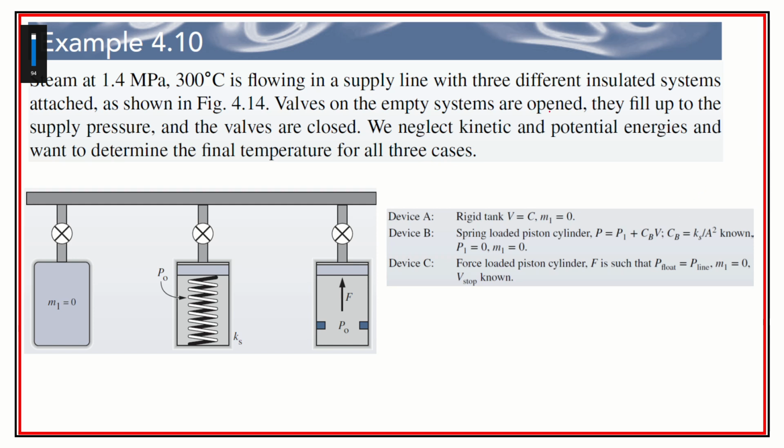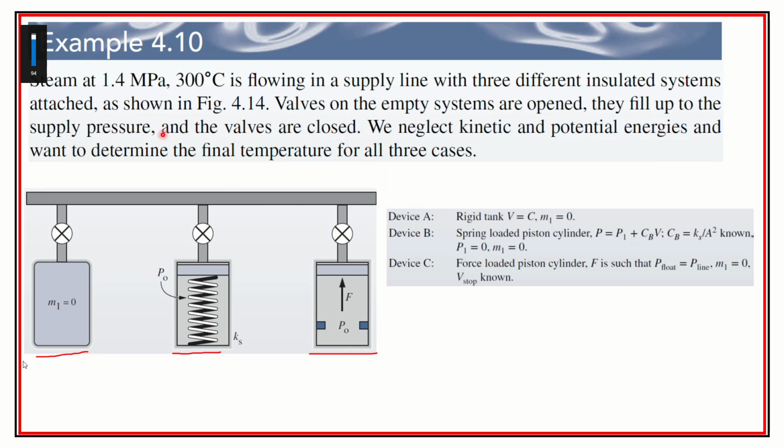insulated things, right? So these little vessels that are going on here. This one, this one, this one, and this one. And I'm going to go to the laser pointer. And the valves on the empty systems are opened. So these are all empty. They fill up to the supply pressure. So what's inside this pipe we're calling the supply pressure, and then the valves are closed.